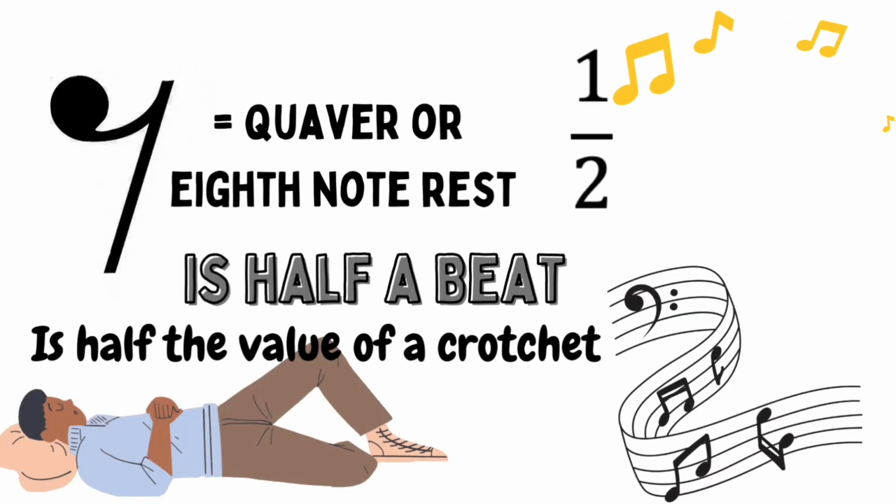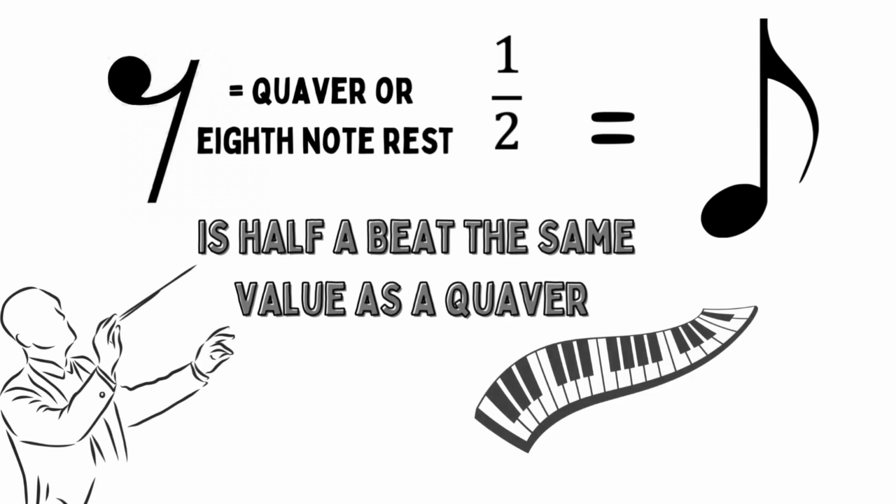So a quaver rest is half a beat, it's half the value of a crotchet. And this is how it looks. So a quaver rest is exactly the same value as a quaver, but instead of playing a note, you rest for half of the beat.